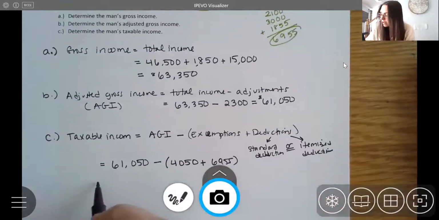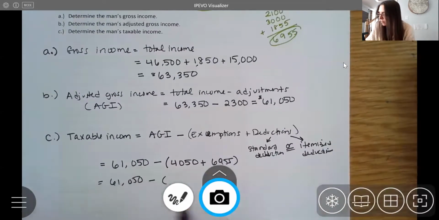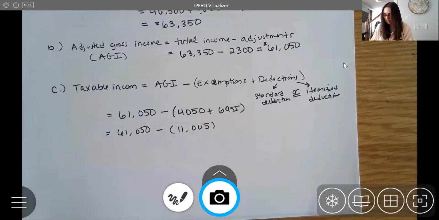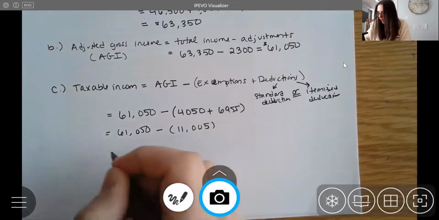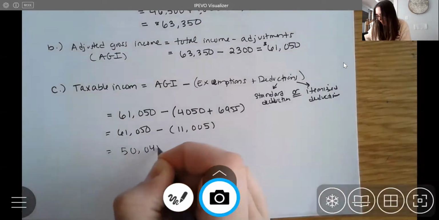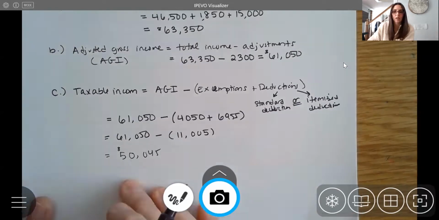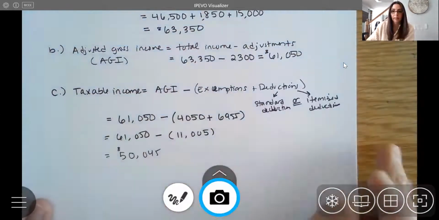All right. So I have 61,050, and I'm going to subtract out. Let me just add this up. Let's see, 11,005. And when I go ahead and subtract that, I have $50,045. So finally, that is his taxable income. So that's what he's going to pay taxes on for federal income taxes.